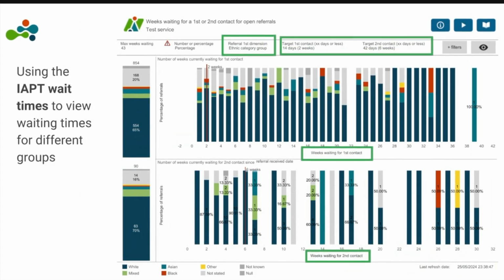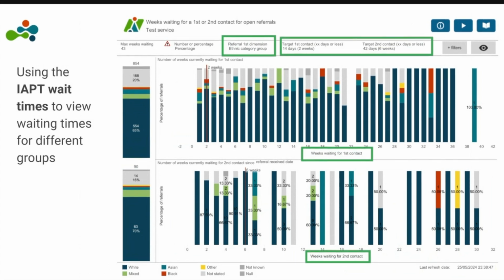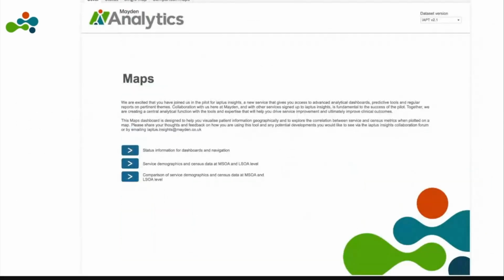If you need any support using any of these workbooks, because there is a lot to take in, then please just raise a support log, and we can help you with that.